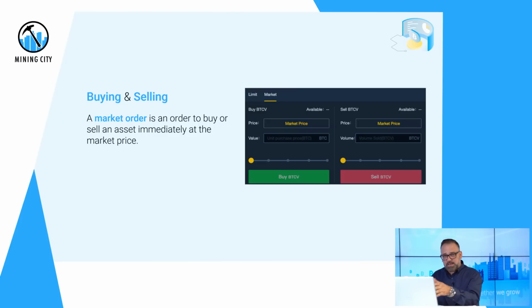In this example we have here, we can see how the market buy order can be placed to buy Bitcoin Vault at a market price. Traders choose the market option, enter the amount of Bitcoin Vault to be purchased, and click buy to make a purchase. It is as simple as that.